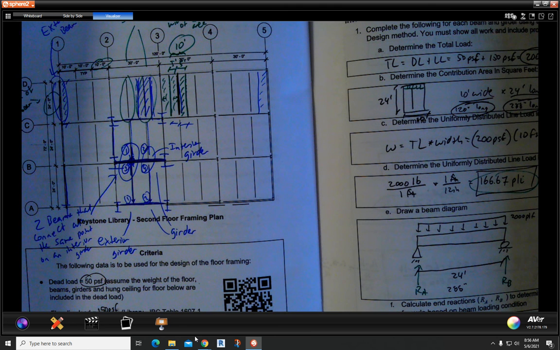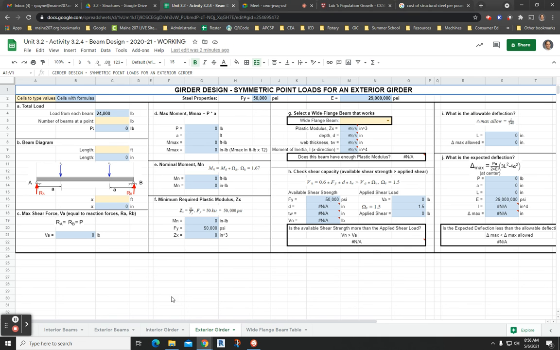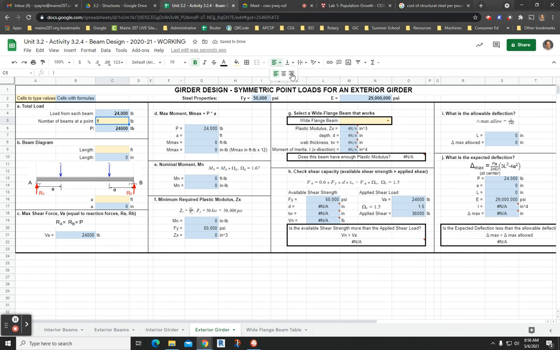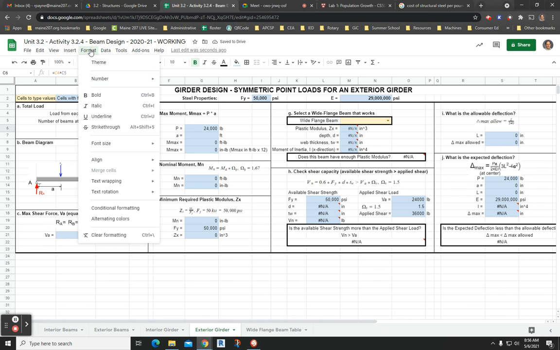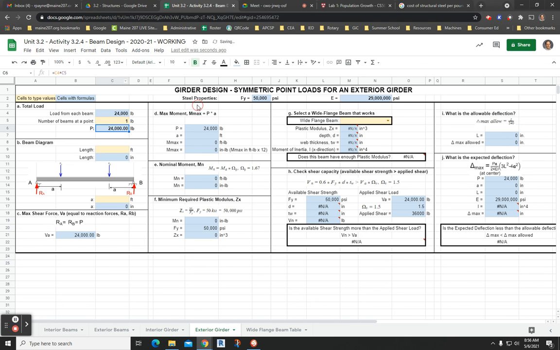Okay? So it's still 24,000 pounds coming in from each side, from each beam, because remember, these are interior beams going into it, but it's only one beam at a point instead of 2 beams, so it's doing half the work. Again, just going to format this better. And then again, the length is 30 feet. And again, the distance from the end is 10 feet.